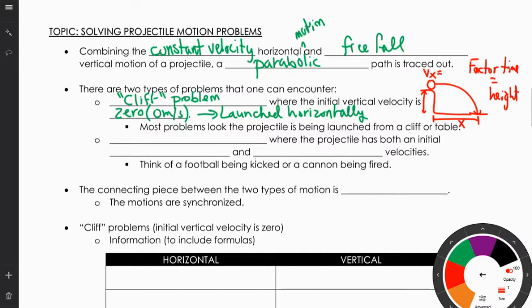You're going to find that on multiple choice questions saying that you drop one and one is fired out, but they're from the same height. Which one lands first or second? Well, it's a trick question. They're going to land at the same time.